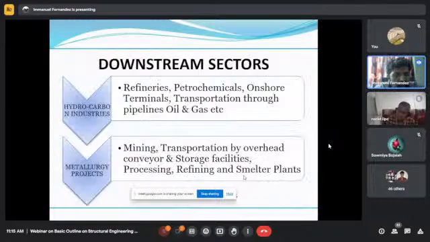So the downstream portion is the refinery, petrochemicals, terminals, transportation through which the crude oil is getting broken. And we do metallurgical projects like mining, transportation, and also the smelter plants.